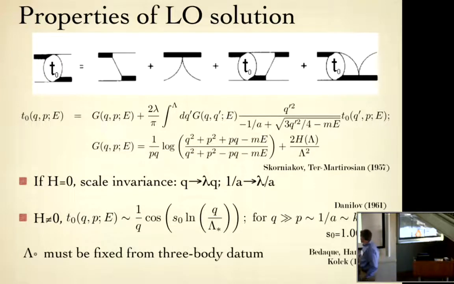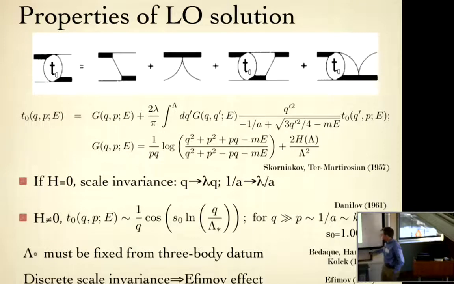But this discrete scale invariance has the consequences that we all know and love, namely the Efimov effect, because if you take Q and multiply it by e to the 2 pi divided by s0, you get back to the same atom-dimer wave function. And we'll talk more about consequences of that in about 10 minutes.